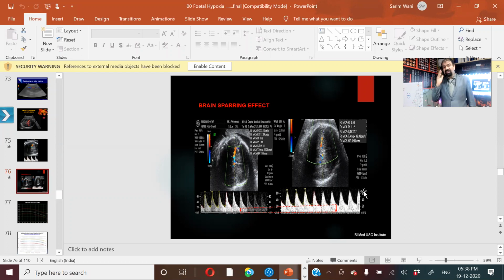But if you memorize that 80 and above is abnormal for each and every week of gestation, you will come to know that it is absolutely right in the chart also.